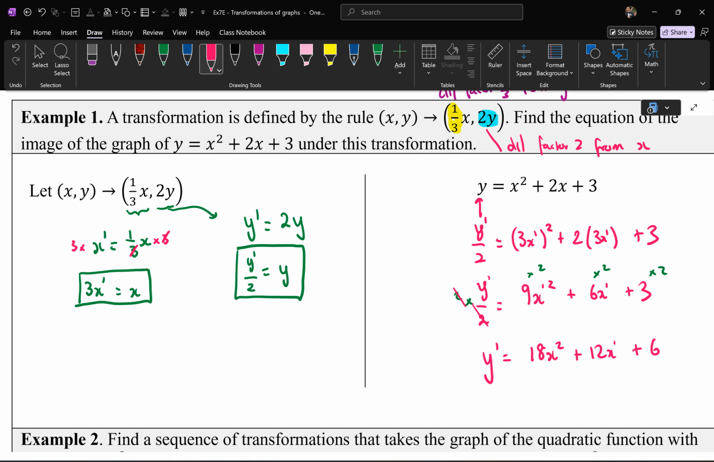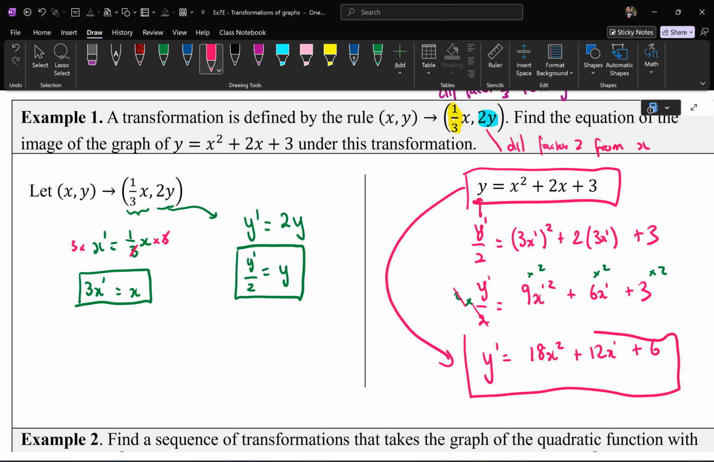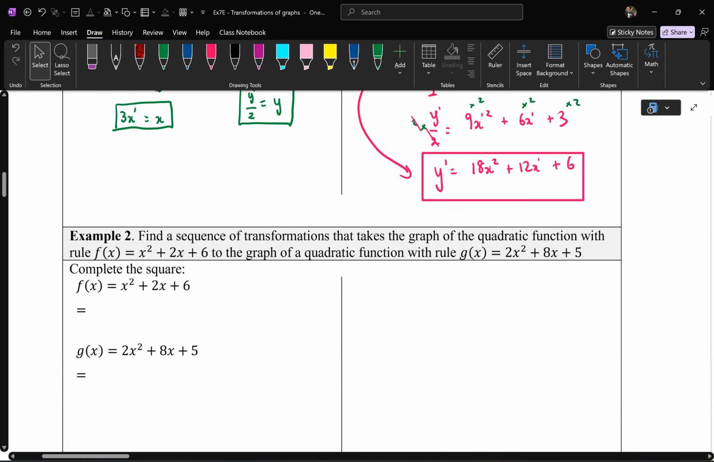That's pretty much revision of 7C, 7D. Or more like 7C, learning how to read the notation and then getting the new equation. Okay, so this is the old equation, and it's now transformed to this. So if you type that in, it should do exactly what you want. It should stretch or compress by a third horizontally, and then stretch vertically by a factor of 2. Let's try the next one.